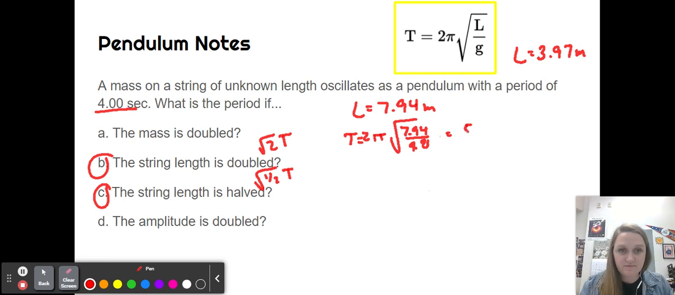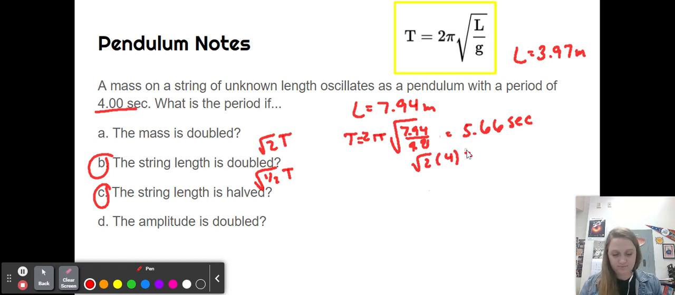This gives me 5.66 seconds. Square root of 2 times 4 is 5.66 seconds. So I could technically approach this either way. I would know that basically if the string length increases, the period increases. So let's check this other one.